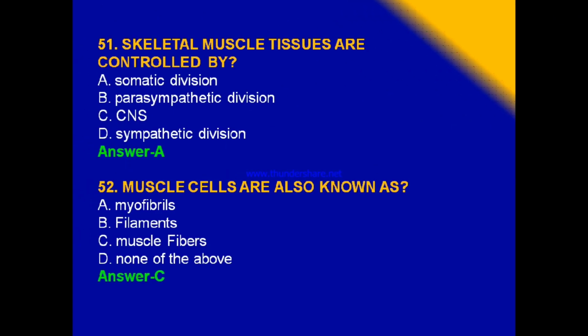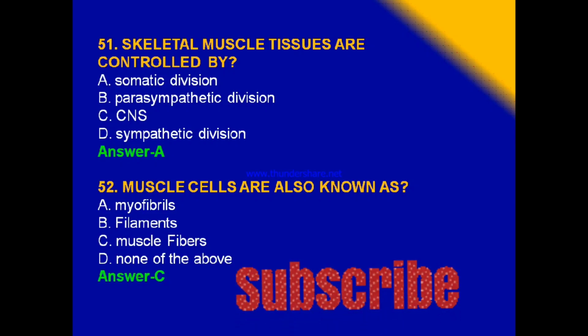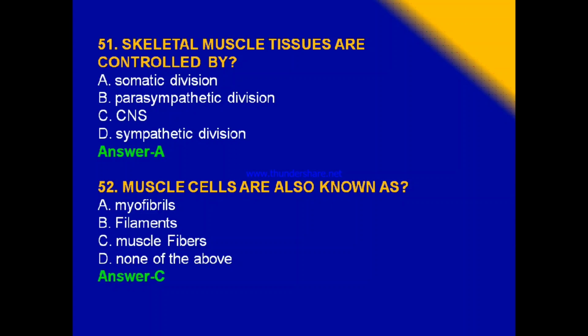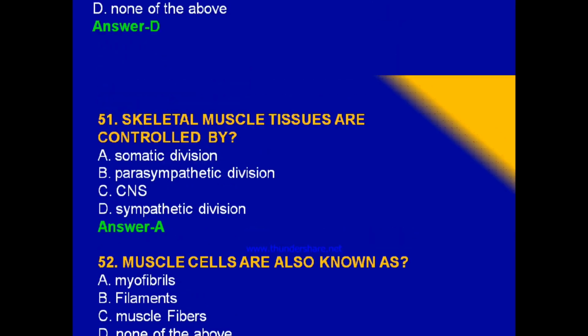Number 51. Skeletal muscle tissues are controlled by somatic division, parasympathetic division, CNS or central nervous system, and sympathetic division. So skeletal tissues are controlled by somatic division. Here is the easy question. Muscle cells are also known as, we know the answer obviously, muscle fibers. So option C is the correct answer. Muscle cells are also known as muscle fibers.